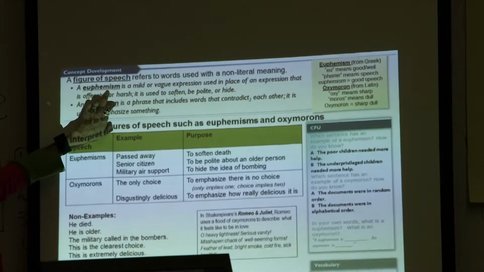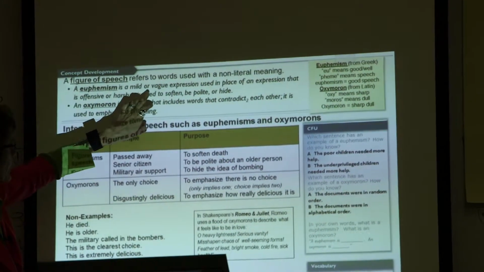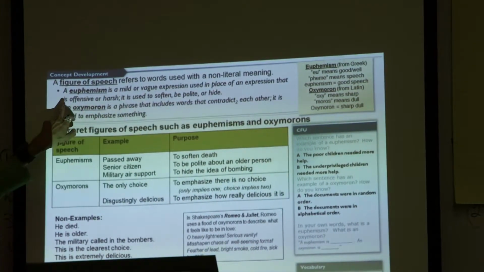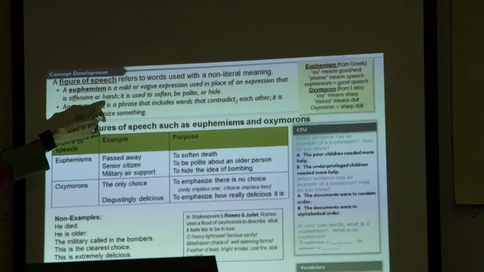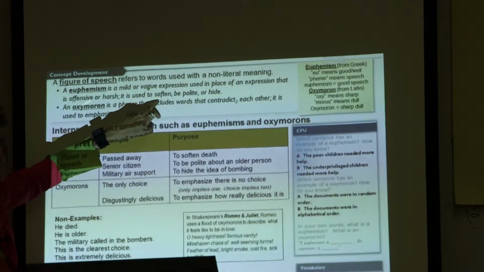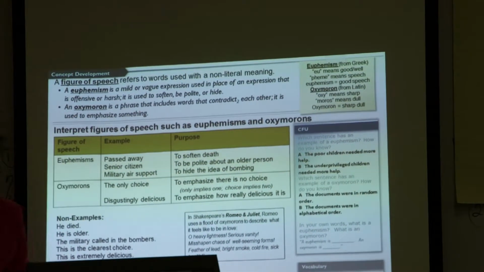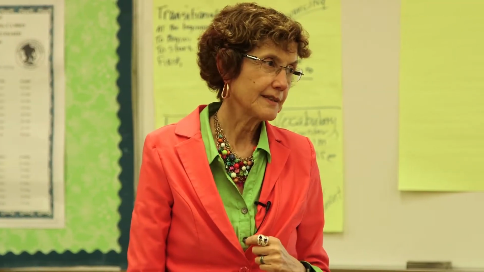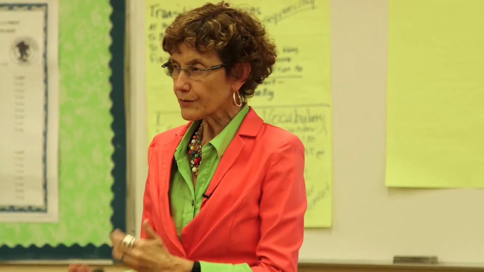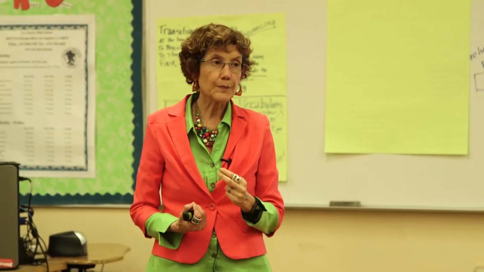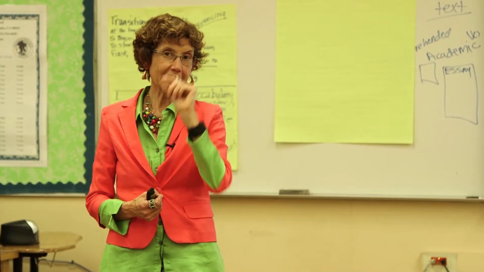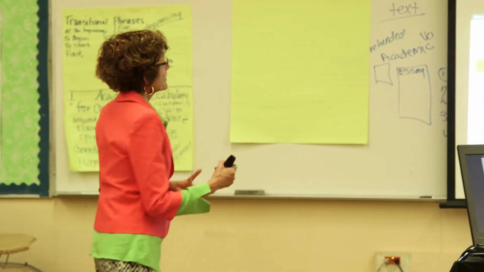A euphemism is a mild or vague expression used in place of an expression that is offensive or harsh. It is often used to soften, be polite, or hide. I don't hear all of you reading. I cannot tell you how important it is for you to read, because when you go home and you're trying to read your books, you will be able to read some of these words. Can we try it one more time and see if we can capture that? Can we read it, please?